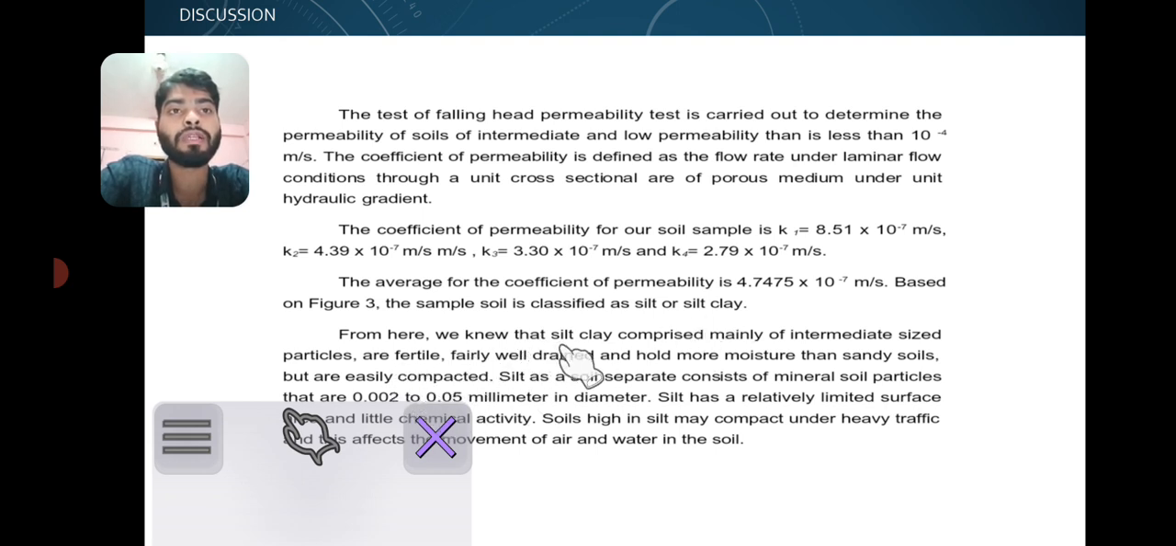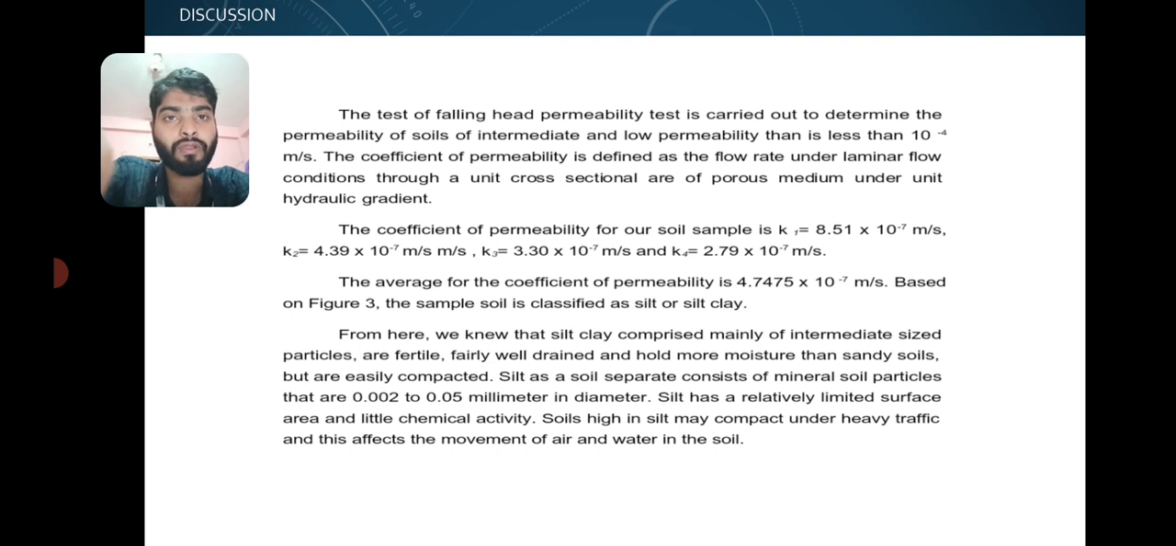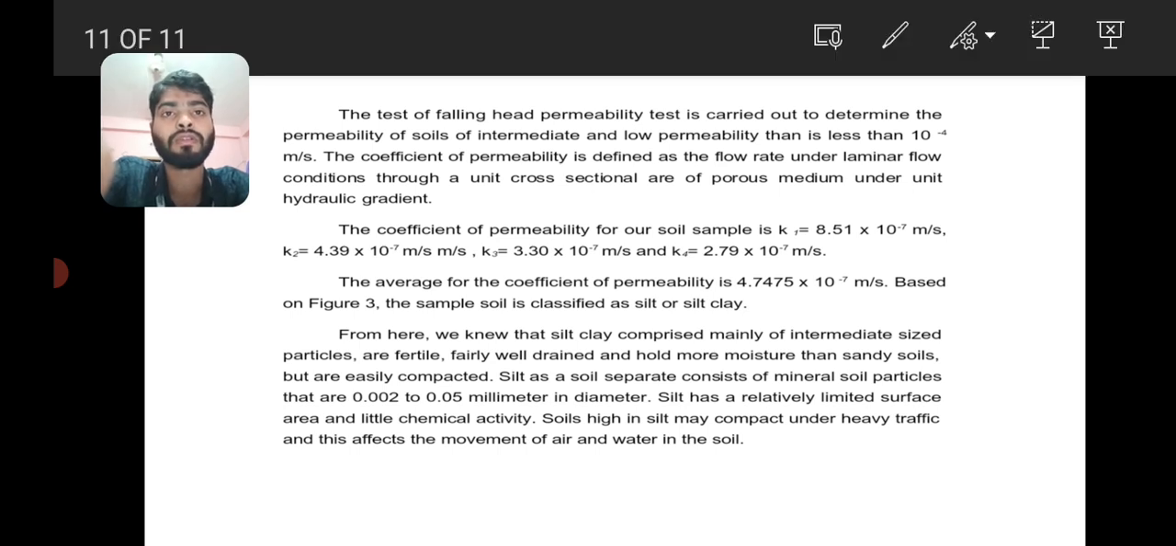From here we know that silt clay comprises mainly intermediate size particles, is fertile, fairly well drained and holds more moisture than sandy soils but is easily compacted. Silt is a soil separate consisting of mineral soil particles 0.002 to 0.05 millimeters in diameter. Silt has a relatively limited surface area, so to say. So that's all.